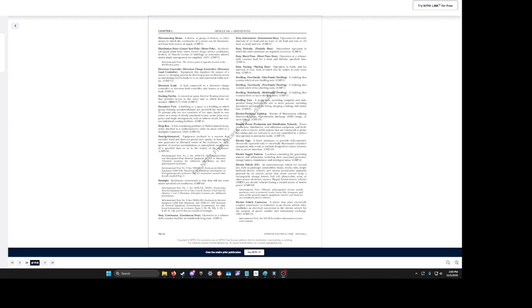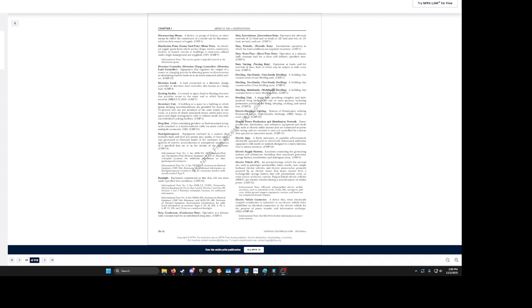Dwelling, the different types of dwelling: one-family, so a single house; two-family, so like a duplex; multifamily, like an apartment building; dwelling unit, so an actual independent living facility for people. So, for example, a studio apartment is a dwelling unit. A one-bedroom apartment is a dwelling unit. Apartments, that type of thing.